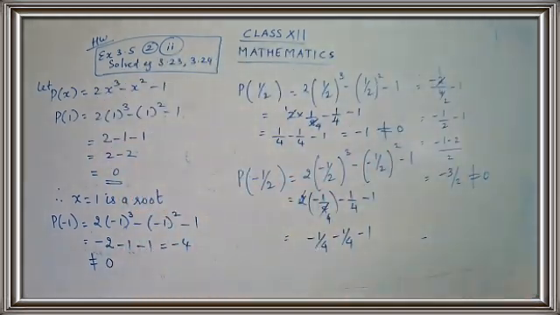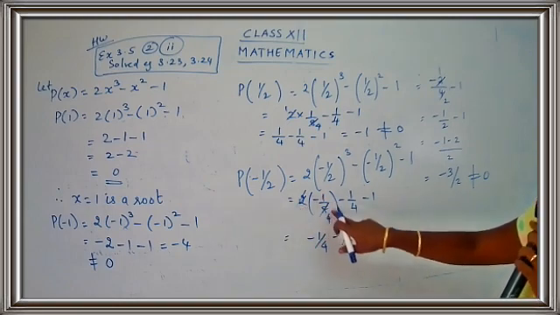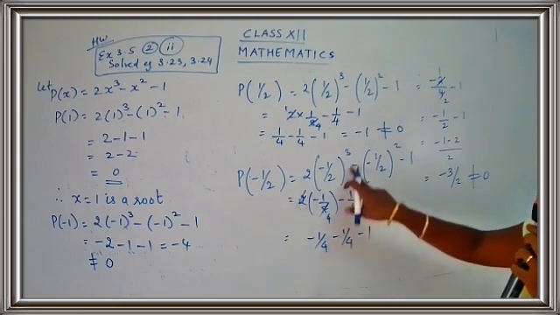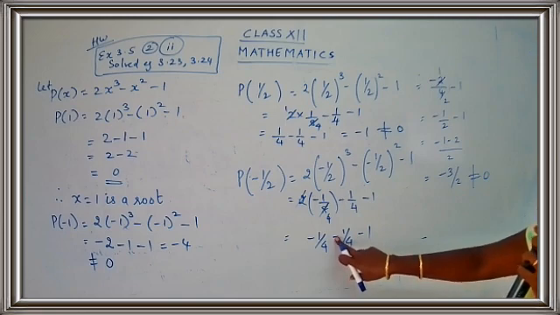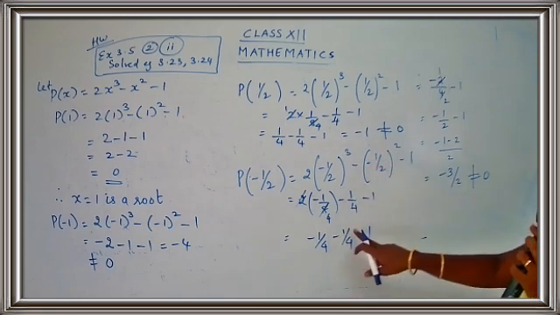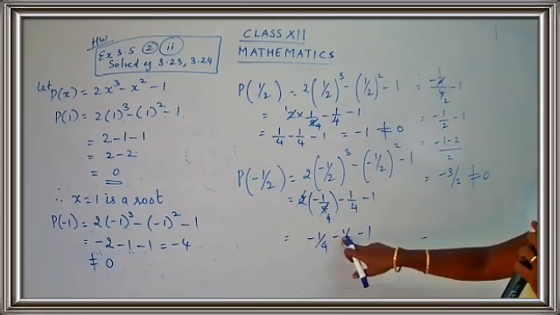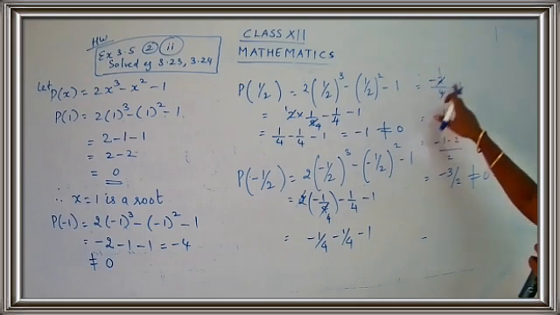I hope you are clear with the calculation part. Here I get 2 into minus 1 by 8. That's minus 1 by 4 minus 1 by 4. This is minus as it is, and this minus turns to be positive. So I get 1 by 4. So minus 1 minus 2 by 4 minus 1.